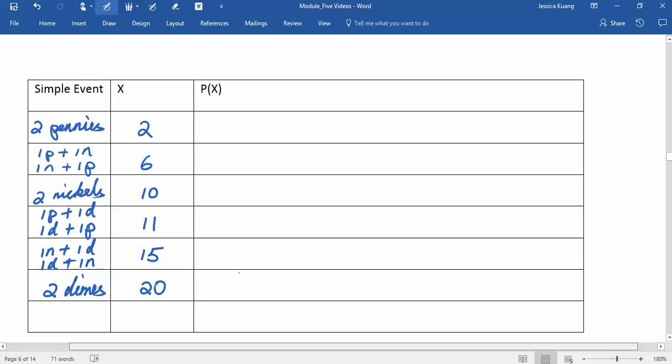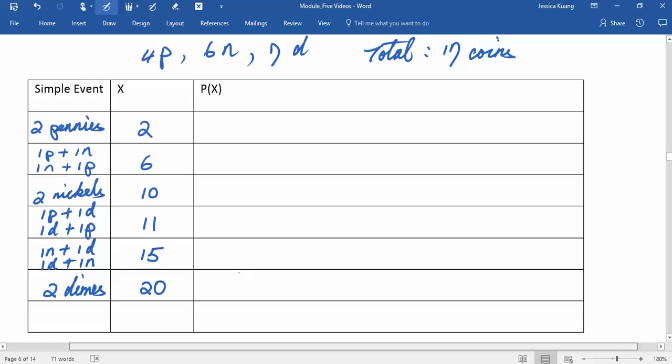So you could see that X is a random variable that takes on 2, 6, 10, 11, 15, and 20. So X is a discrete random variable. To find the probability of getting 2 pennies, remember that originally in the jar we have 4 pennies, 6 nickels, 7 dimes. So collectively, we have 17 coins.